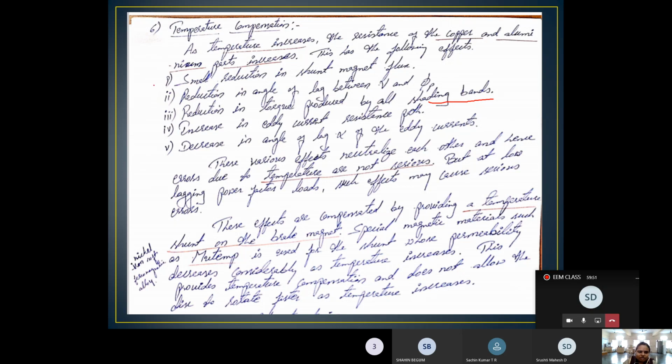These various effects neutralize each other. This is what is interesting, right? These effects neutralize by themselves, and hence errors due to temperature are not serious. In the energy meter, the temperature effect is not that serious, because here it is reducing, and again here it is increasing. If I compare them, they nullify each other.